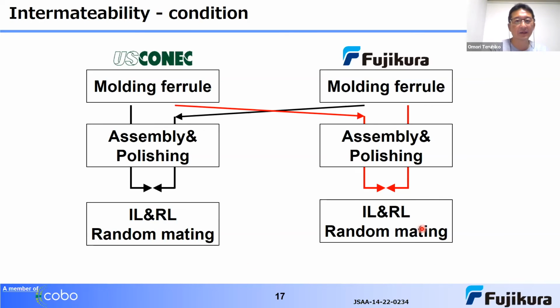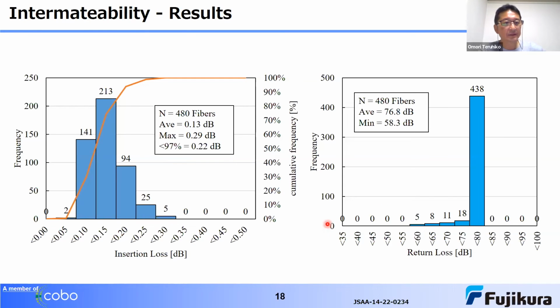Then also, from the view of intermateability, which is very important, we collaborate with US Conec, and both companies mold ferrules and exchange the ferrules. Both companies assemble and polish the connector, then measure the insertion loss and return loss for random mating.